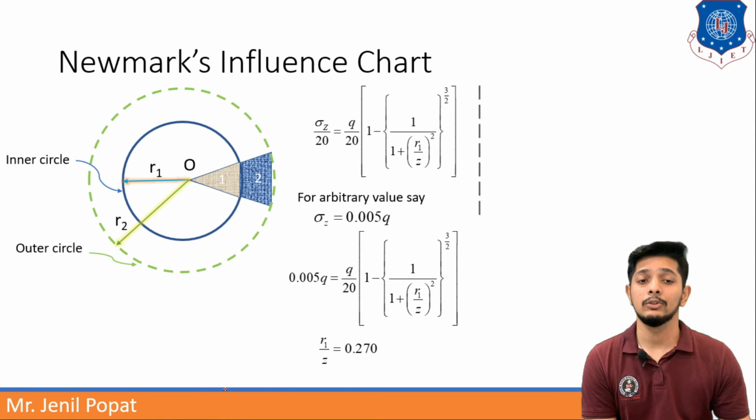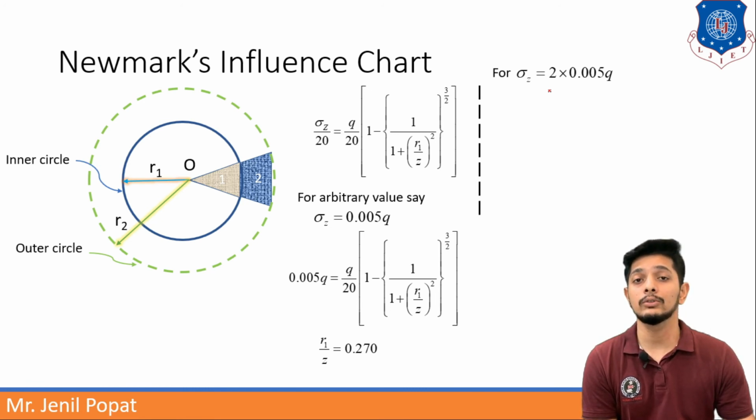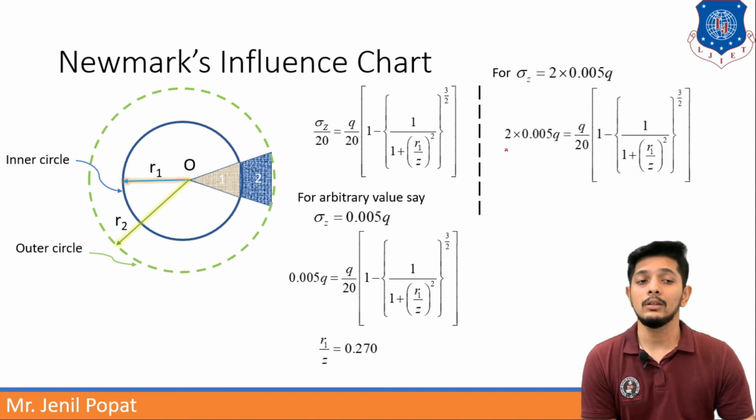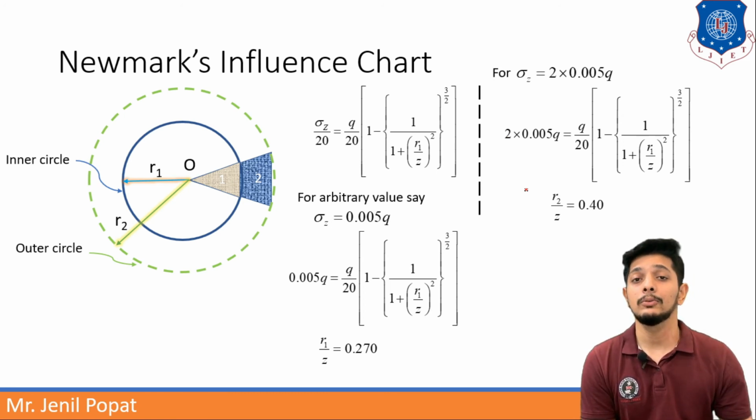Now let us assume another circle, that is the outer circle, and let us assume double the amount of stress, that is sigma z is equal to 2 into 0.05 q. Putting the value in the equation, I get the solution r2 by z as 0.40. Now it is showing r2 is equal to 0.40 into z. So if I assume double the stress, it will be acting at r2 equal to 0.40 z.